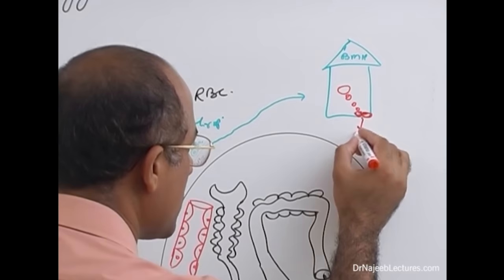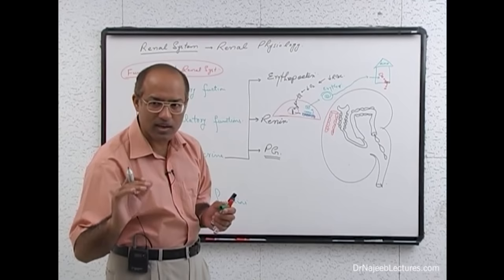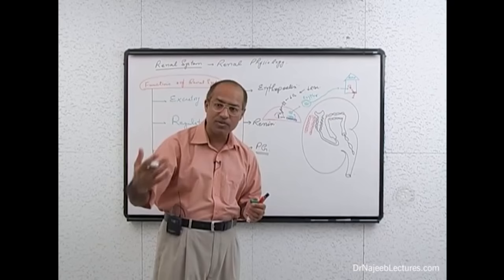So erythropoietin will go to the bone marrow and work on the precursors of the erythroid series, the cells which lead to the formation of RBCs. In the presence of erythropoietin, those cells start working more, they survive more, they live longer, they proliferate more, and they make more RBCs.